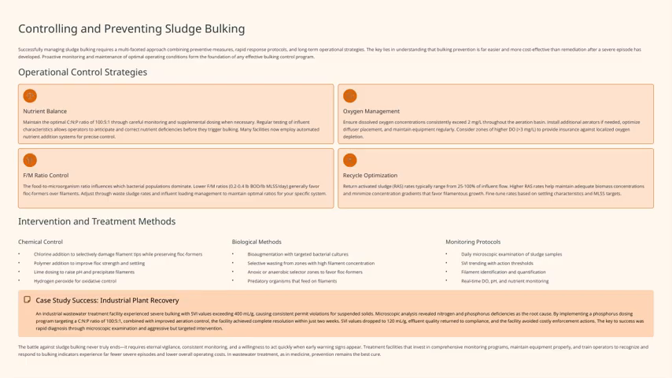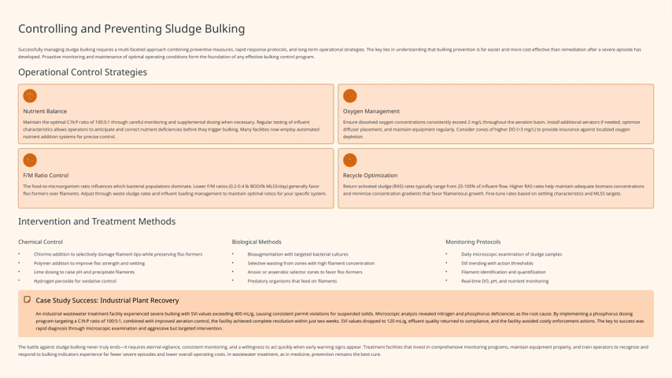Recycling activated sludge effectively also plays a role. Returning a higher percentage of sludge, say between 25 and 100% of influent flow, helps maintain enough biomass and reduces the conditions that promote filamentous growth. Fine-tuning these rates based on settling performance and MLSS targets is key.